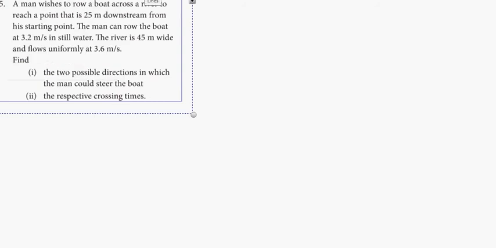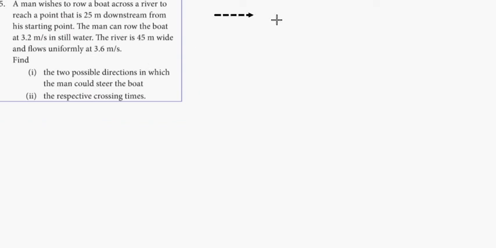Okay, so a man wished to row a boat across a river to reach a point that is 25 meters downstream from his starting point. The man can row the boat at 3.2 meters per second in still water. The river is 45 meters wide and flows uniformly at 3.6 meters per second. Find two possible directions the man could steer.